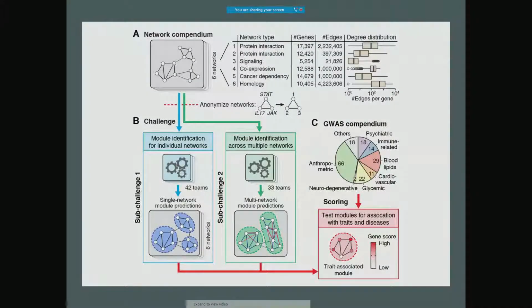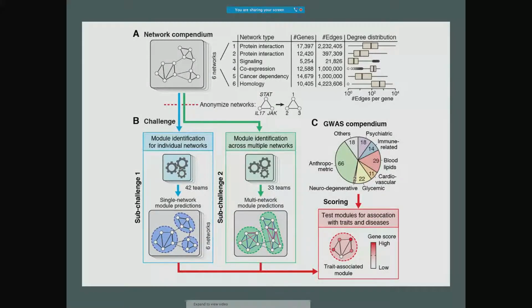Of course, the challenge participants actually didn't know the type of data that was being presented or the identity of any of the gene names. So all the networks were presented to the challenge participants in anonymized form. So if the genes were IL-17, JAK, STAT, they were presented as 1, 2, 3.